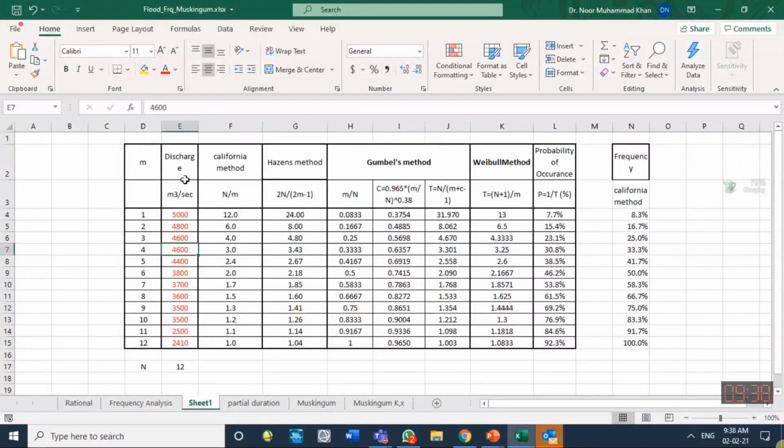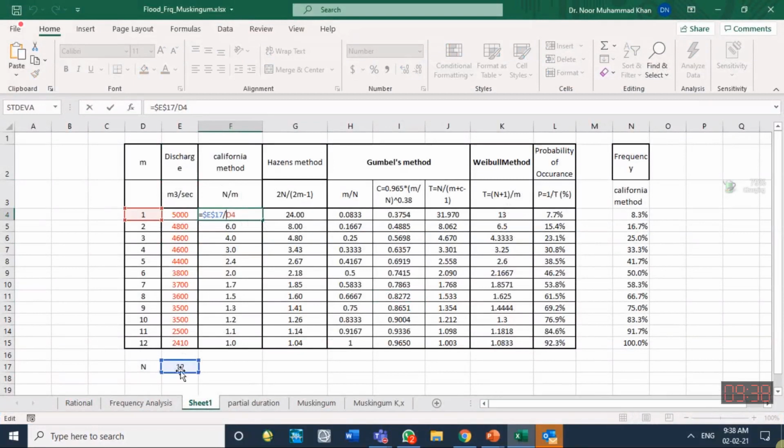So if discharges or floods are given, the California method is simply the total number of events divided by the rank of this event. So m is written over here. After arranging in descending order, m has been written over here. So then the California method has given us the time period.